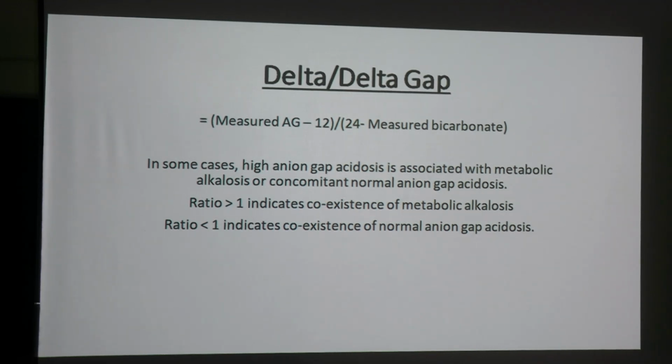Okay. So the ratio will be more than 1 in case of metabolic alkalosis. Why? Because in metabolic alkalosis, bicarbonate will be more, so 24 minus bicarbonate will be low. So the ratio will be more. Clear? So the ratio is more than 1 in case of metabolic alkalosis, and the opposite: in case of normal anion gap acidosis, the ratio will be less than 1. Acidosis, so bicarbonate will be low, 24 minus bicarbonate will be more, the ratio will be less. Simple.